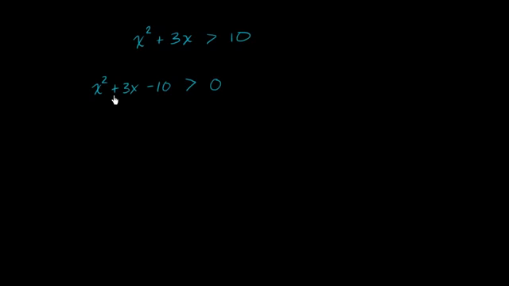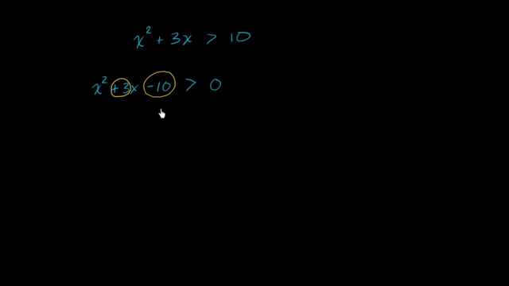Now this gets us into a form that we're more used to seeing quadratic expressions in. And our temptation, if this was an equal sign right over here, we'd want to factor this thing. So let's just try to factor it here too and see what happens. So if we're going to factor it, we're going to think of two numbers whose product is negative 10 and whose sum is positive 3.